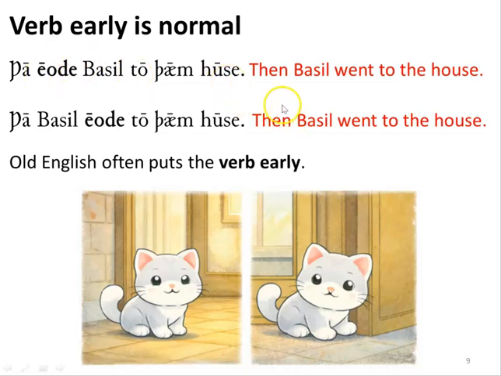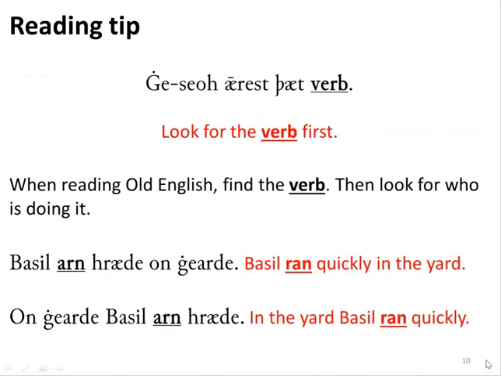In modern English, we normally expect the subject first and the verb second, as you can see in these translations. Notice how the verb's gone second, after the subject, as we get in modern English. Old English often puts the verb early, just like modern English does, although modern English is stricter with that, with verb second. Okay. Arrest that verb. Look for the verb first.